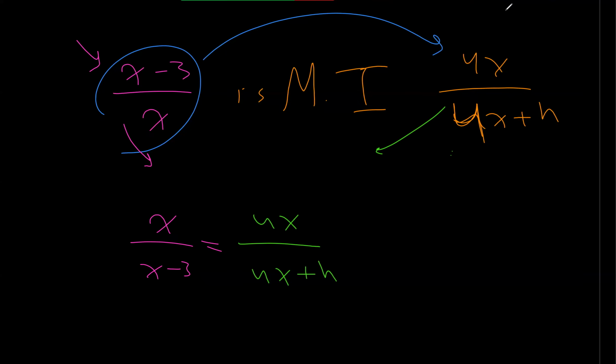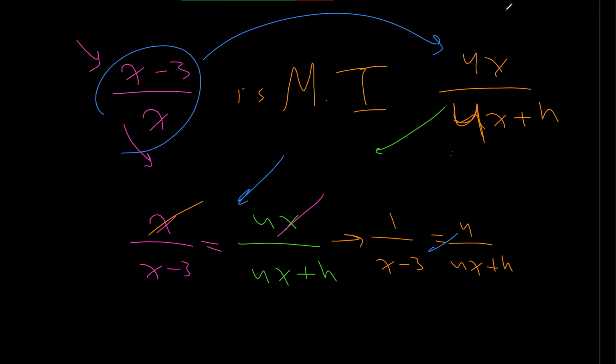Now, if I divide both sides by x, what will happen? This x will go by this x, right? What will be left? On the left side, I'll get 1 over x minus 3, and on the right side, I'll get 4 over what? 4x plus what? Plus h. In this case, you can make cross multiplication, even in the previous step, even in this step, it works.